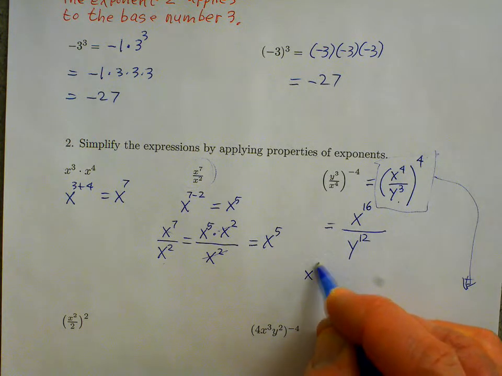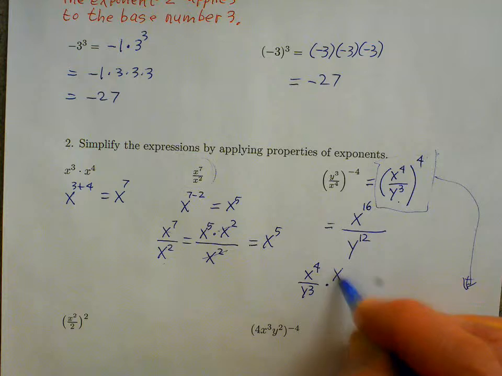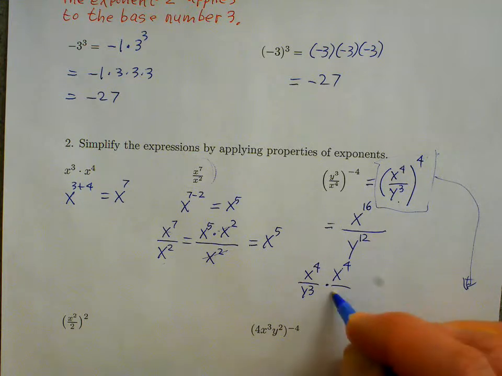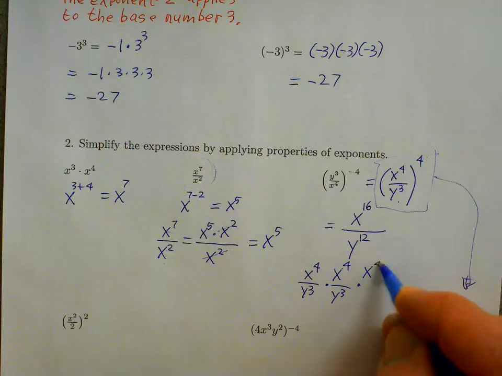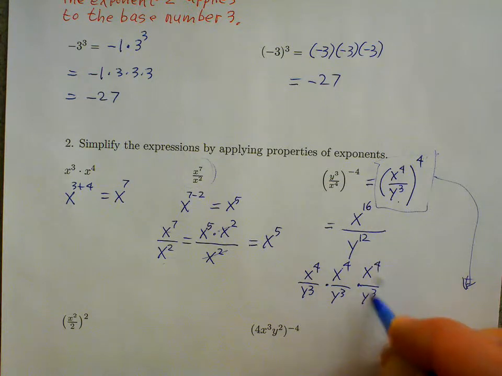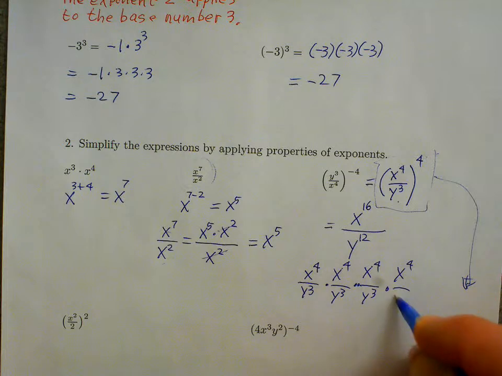You might not enjoy doing this, but you could write it as x to the 4th over y to the 3rd times x to the 4th over y to the 3rd times x to the 4th over y to the 3rd times x to the 4th over y to the 3rd.